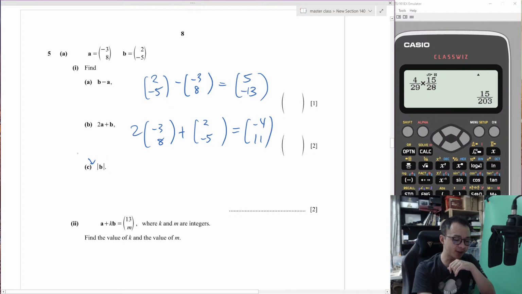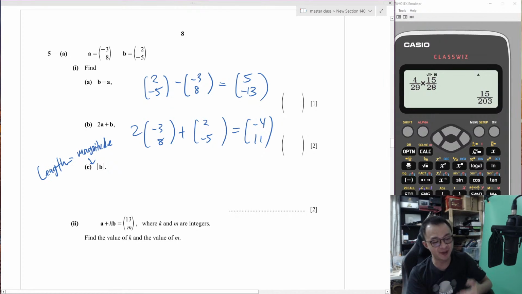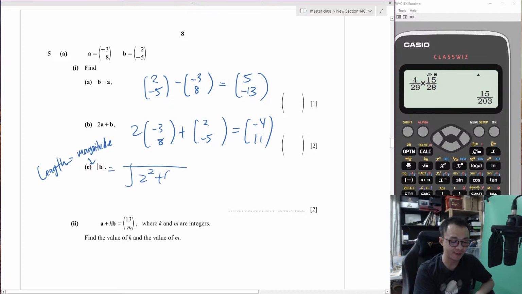Okay, modulus here means magnitude, or we know it means length. So we want to know the length of AB, the length of the B here. So do Pythagoras. Okay, so this is 25 plus 4, 29. Okay, square root 29.